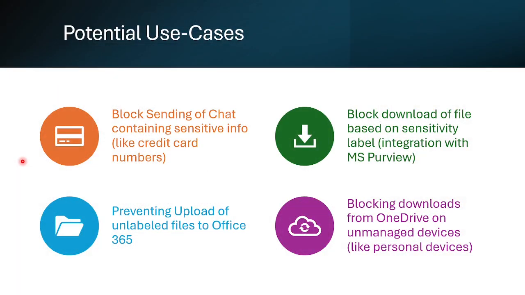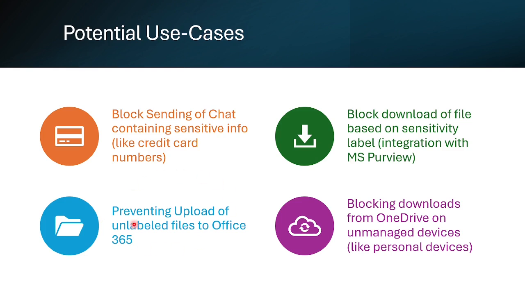All right, so talking about some potential use cases of this conditional access control policy that I could think of, number one could be blocking the sending of chat containing sensitive info like credit card numbers. So you can block communication between the users in an organization, or even communication between users in an organization and external users, of messages that contain sensitive information like credit card numbers or US social security numbers or even GST numbers and stuff like that.